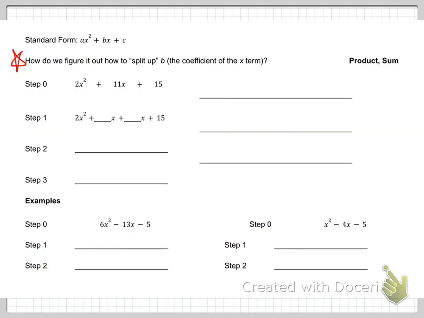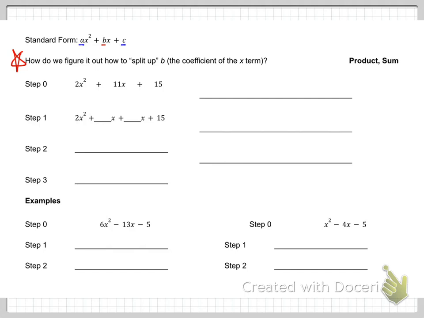So first thing you need to know is how do we figure out how to split up b, the coefficient of the x term. And when I say b, you need to look up here and notice, all right, we have ax squared plus bx plus c. That's called standard form of a quadratic equation. A is the x squared term, b is the x term, and c is the term that doesn't have any variables. We call that the linear term.